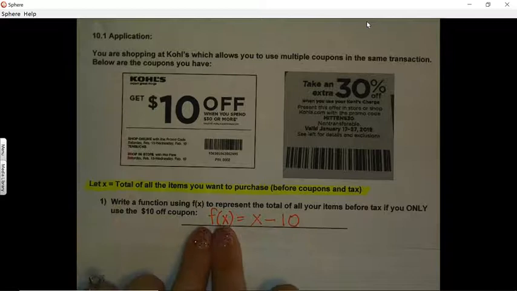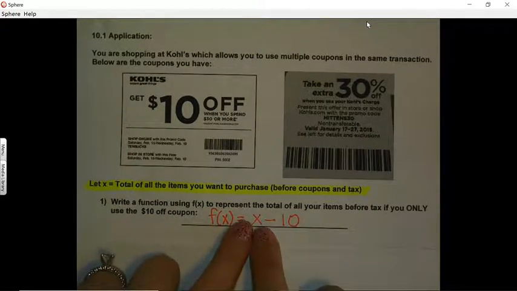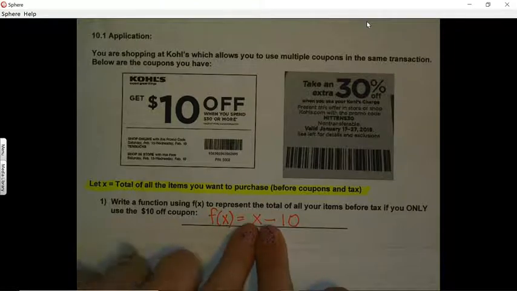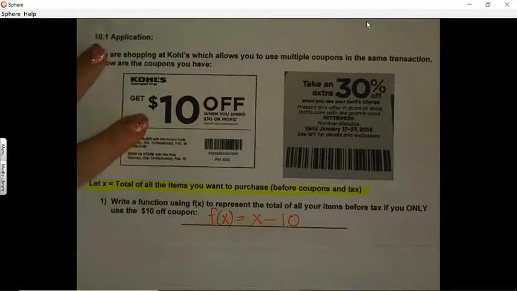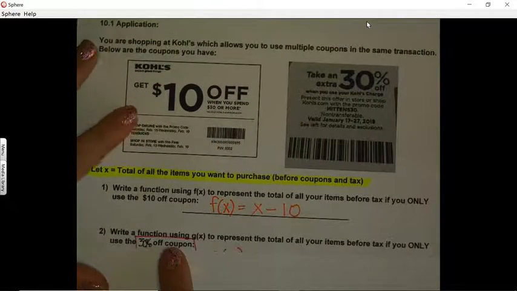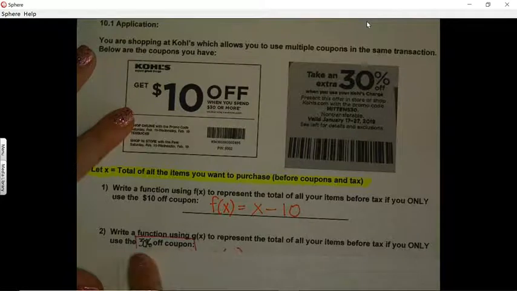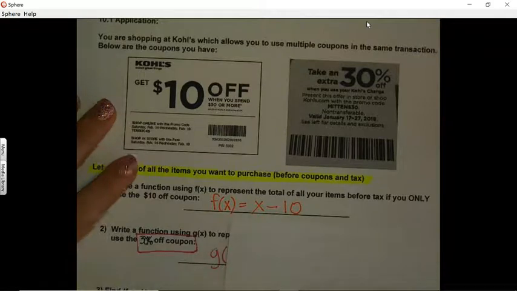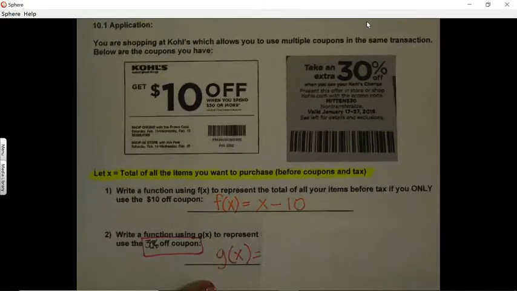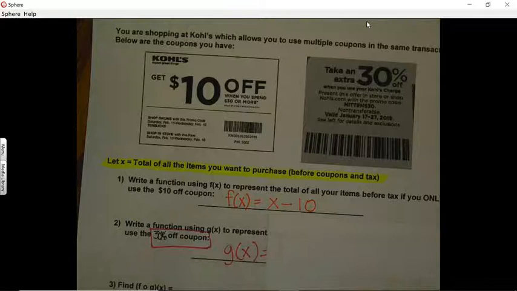So f of x just represents the function's name. So x is our input. We're going to input how much we spend on all our items and then take off $10. Okay. Part 2 says, what if you were only allowed to use the 30% off coupon? Now to understand the equation for this one, it says to use g of x, so we know we have that. But to understand how to write the equation, we have to know a little bit about percents.